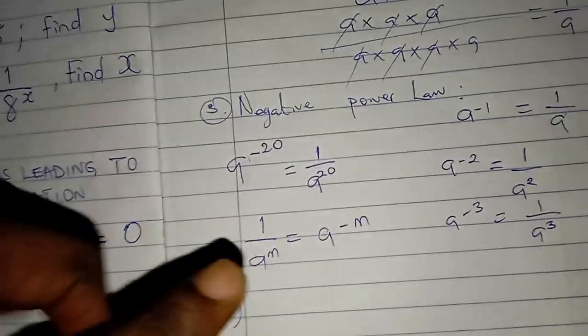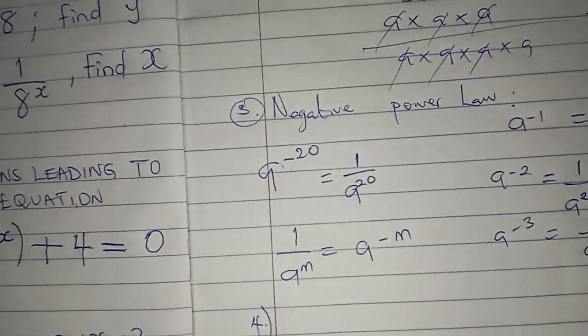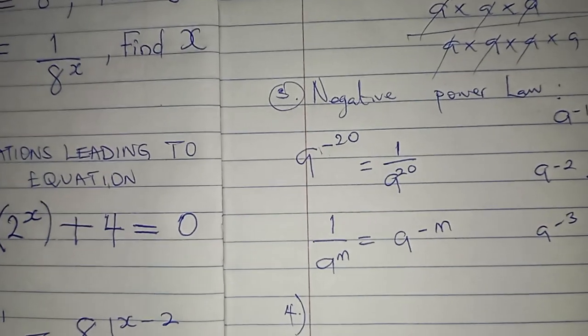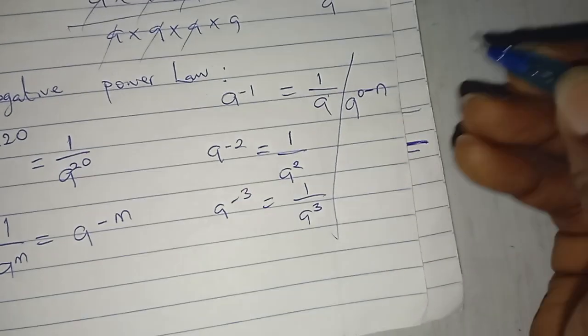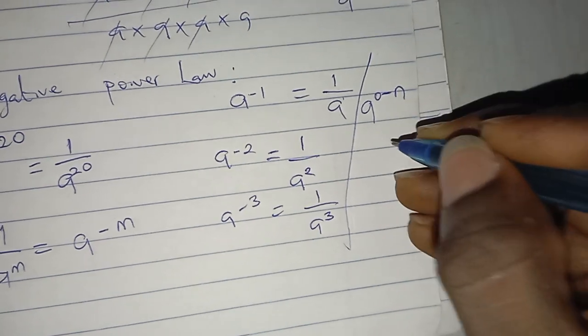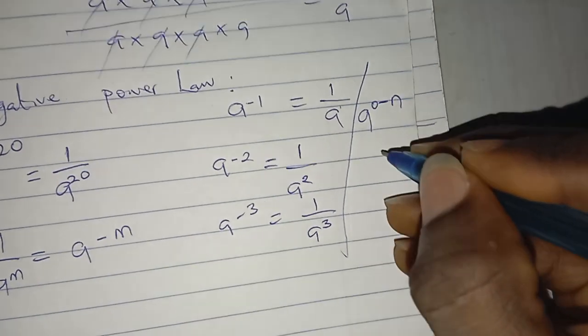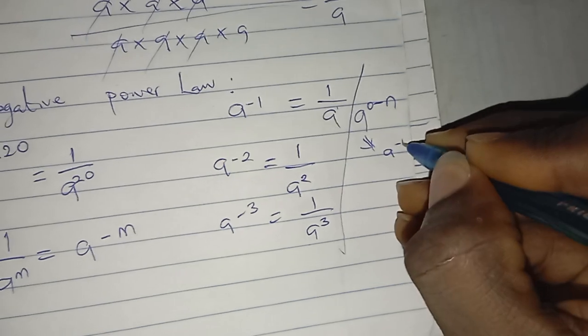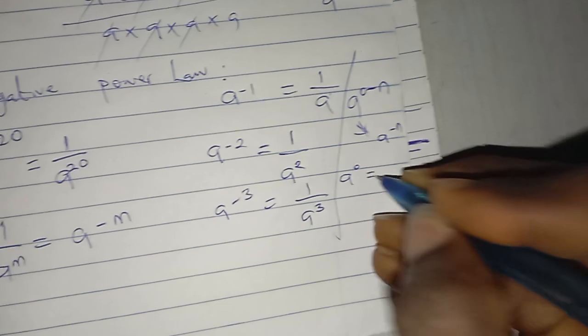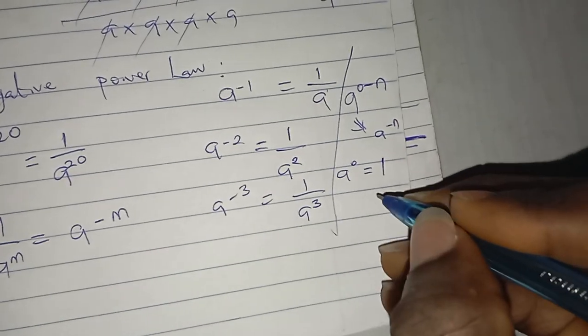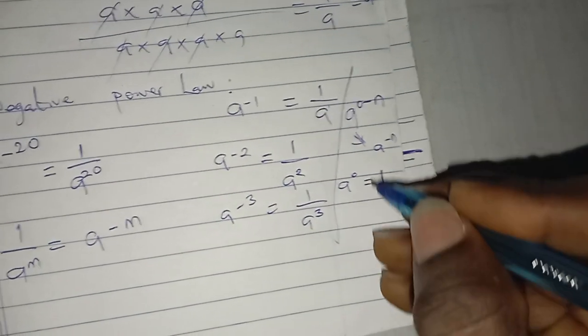Another way to get an understanding of this negative power law is that if, for example, let's complete this before we move to the fourth law. For example, I have, let's say, a raised to power 0 minus n. Notice that this is the same thing as saying a raised to power 0 times a raised to power minus n. And we know from the next law we are going to solve, a raised to power 0 is equals to 1.